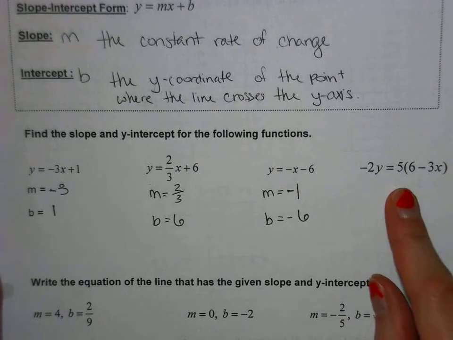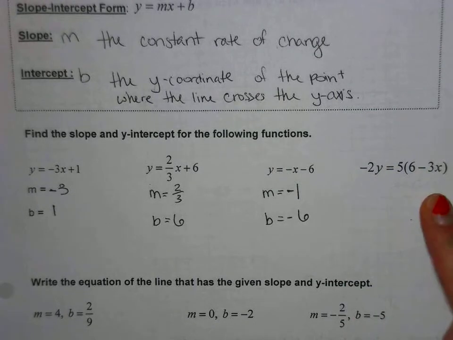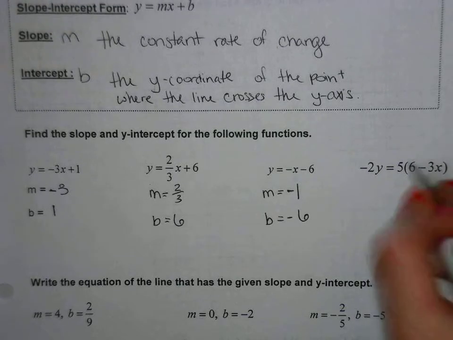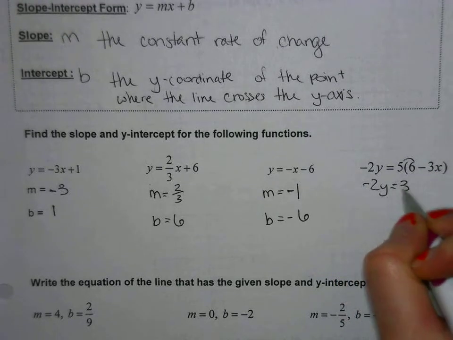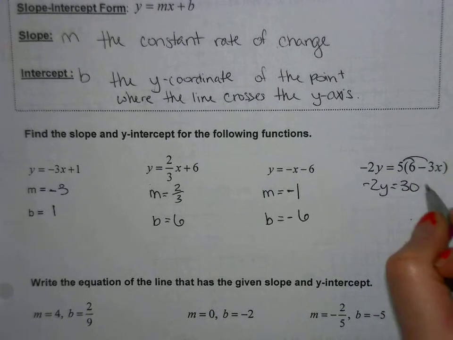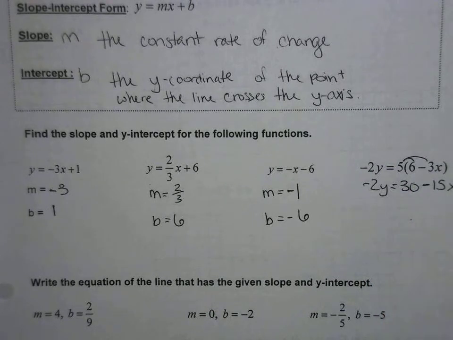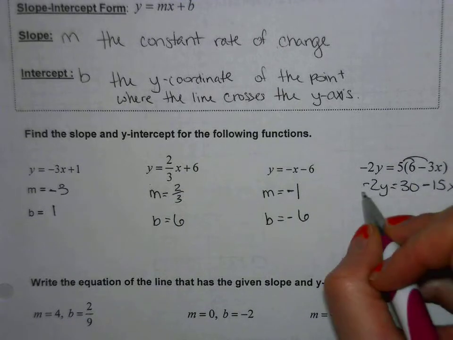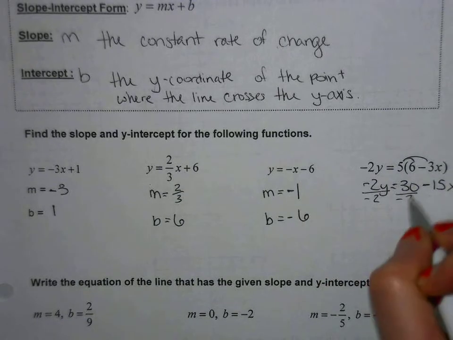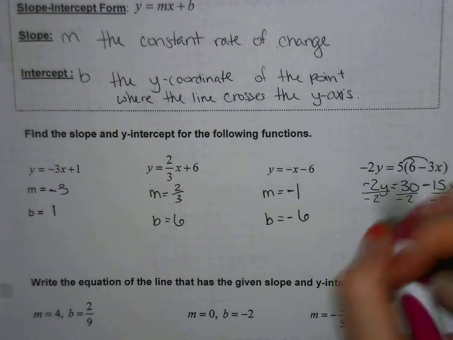So here, before we can start doing that, we need to put this equation into slope-intercept form. So first we need to distribute our 5. So that means 5 times 6 is 30. 5 times negative 3 is a negative 15x. So then our last step, in order to get this into slope-intercept form, is to divide everything by negative 2, so we can get our y by itself.